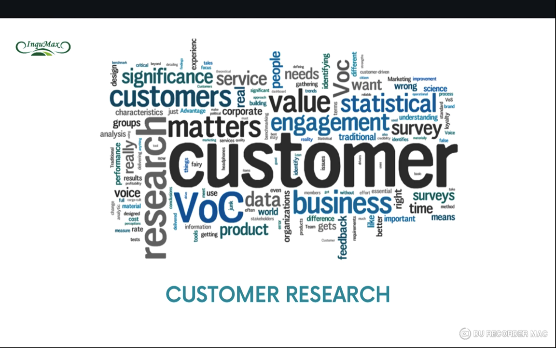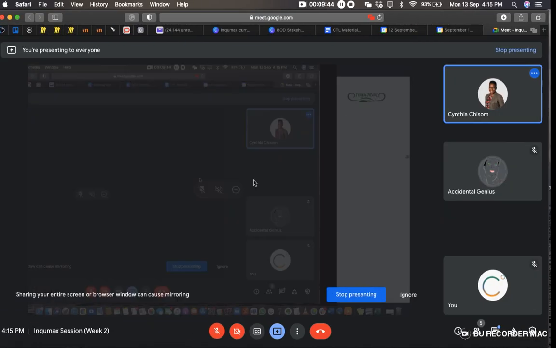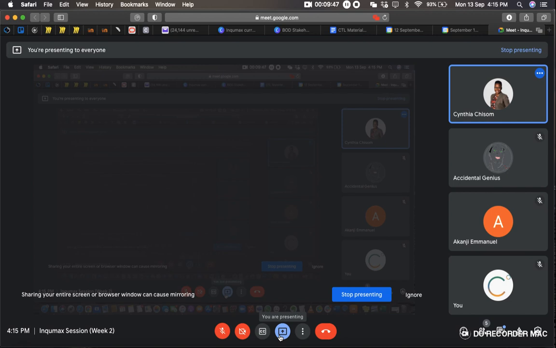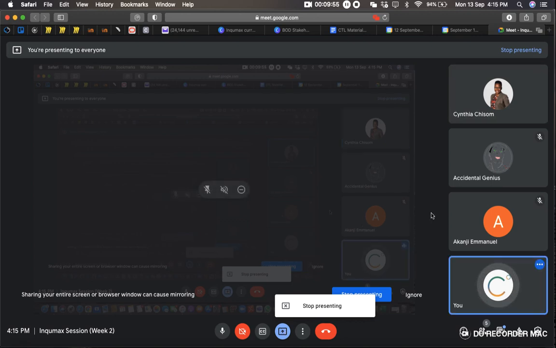So I am going to share my screen. I want to show you a chart that will give you a picture of how you go about this process. Okay, Cynthia, I've stopped presenting now. And then after that, I'll share with you a template and walk you through a template that will guide your whole process. Okay?